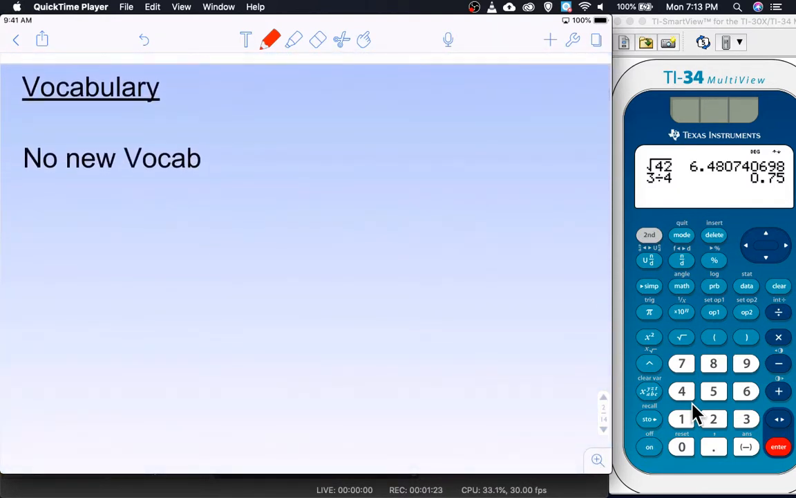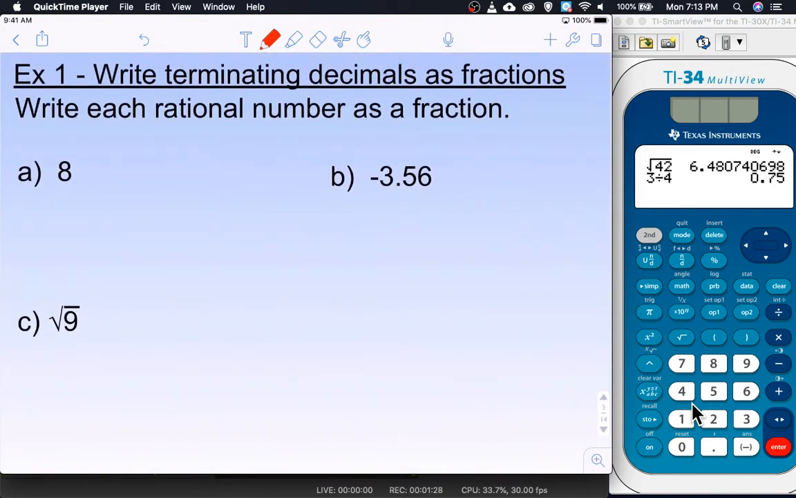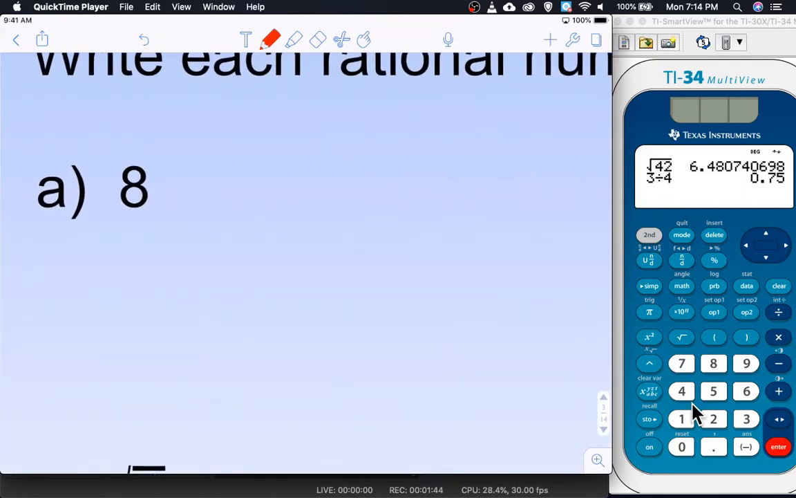Hey, there's no new vocabulary. Love it. Moving on. So the first skill here is we want to be able to write each of these rational numbers as fractions. Everything we're going to see in this lesson is a rational number. Starting with letter A, nice and easy. The way you take any whole number and write it as a fraction is you simply put it over 1. That's it. 8 over 1. That works with any whole number.